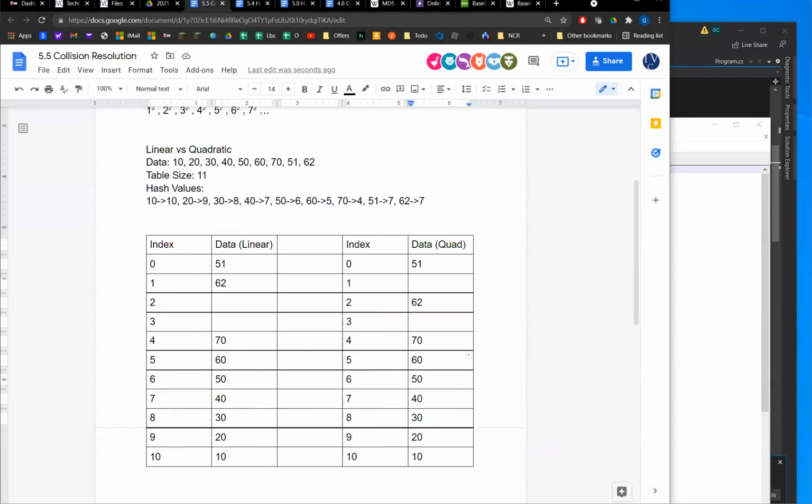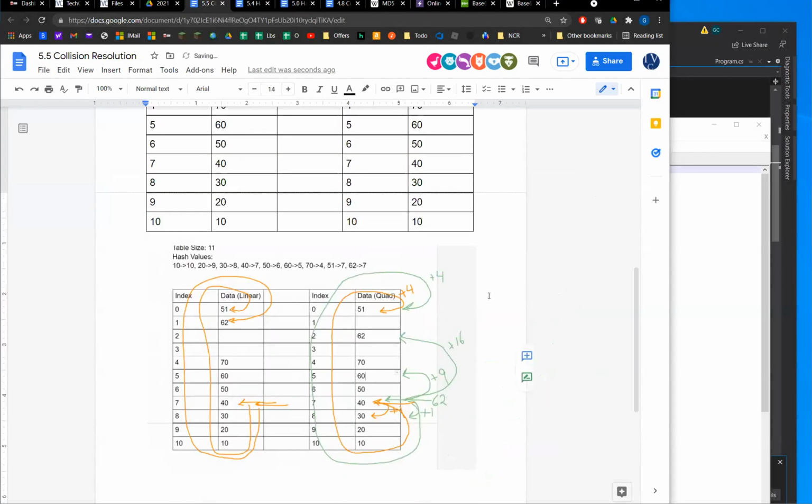The idea of quadratic probing: linear probing can suffer from primary clustering, where we have blocks of occupied space inside the table.